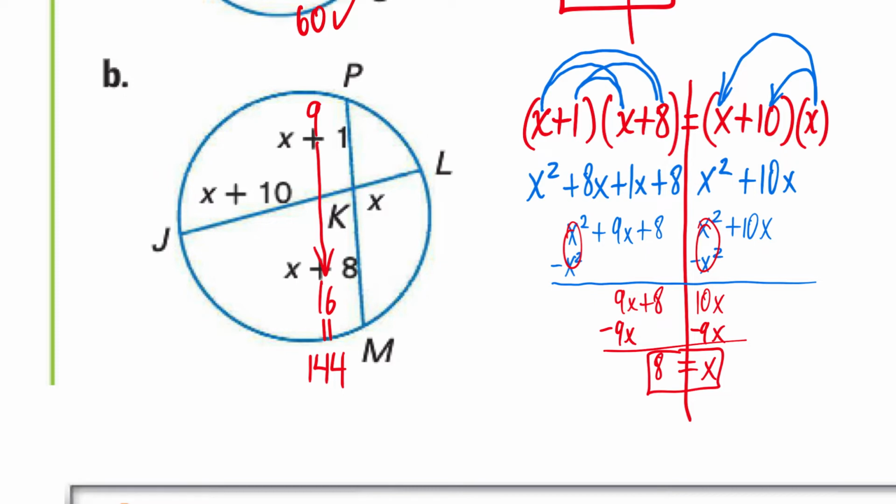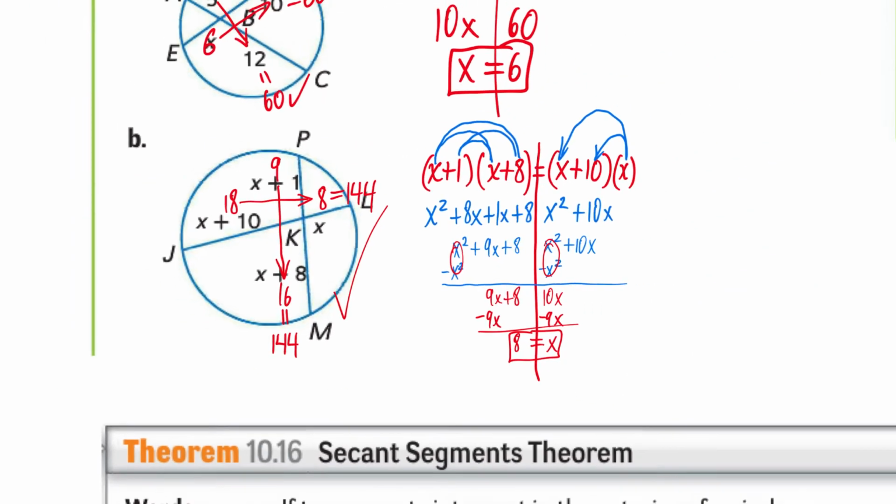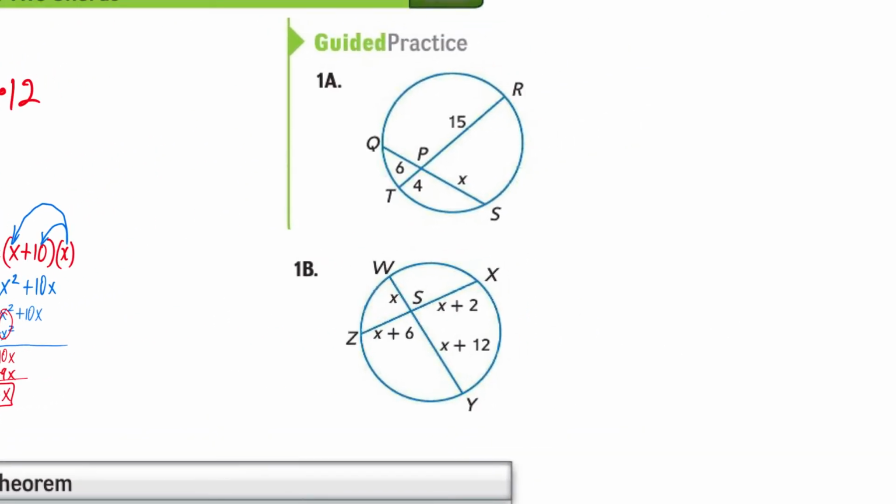Now I'm going to plug it in on the other side. If I take 8 and plug it in here, 8 plus 10 is 18. And if I plug in 8 there, it's 8. So what is 18 times 8? 144. So that looks good. So x is 8. I want you to try that on those two. You can do it.